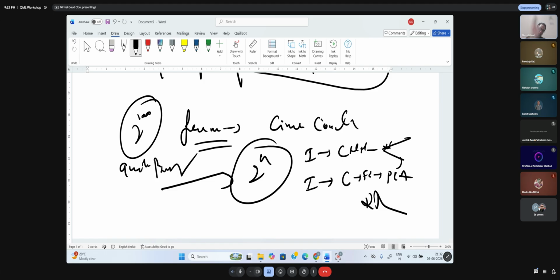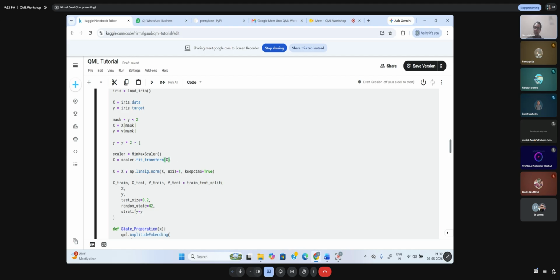Anyhow we need to reduce the dimension. That is mandatory. We cannot give the entire feature to the quantum. It will take a lot of time to solve. That's the reason we are taking a subset.